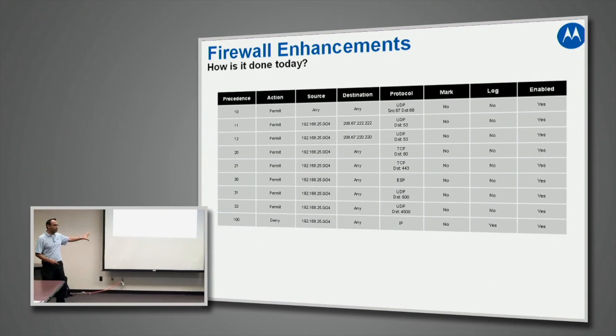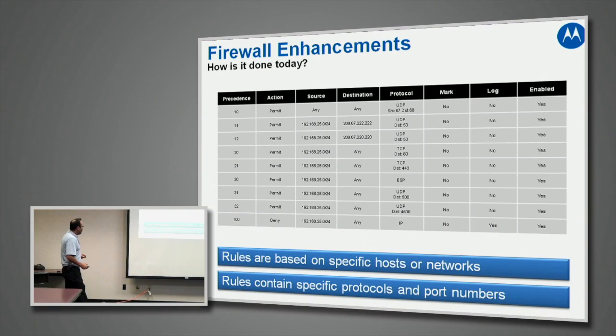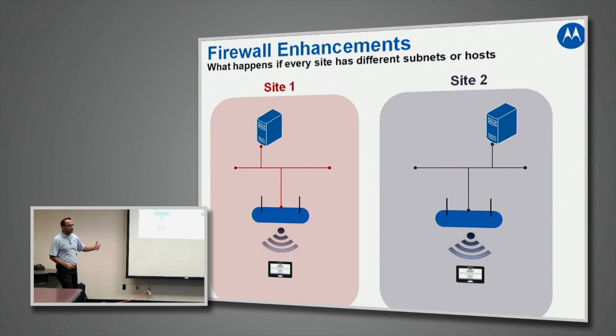So there are some issues with this, and those issues are rules are based on specific hosts and networks only, right? Rules contain specific protocols and port numbers. So what happens is, if I have two sites, site 1 and site 2, again, this is a real world scenario that came from our customer. The way it works with our firewall rule is you create this rule set, and then you would push it out to every single access point profile, which means every single access point is going to be enforcing that firewall rule set. If that rule set is slightly different in terms of just the IP address, because site 1 could have a different IP addressing scheme than site 2, what would you do? You would have to create another separate rule set and push it out to that site.